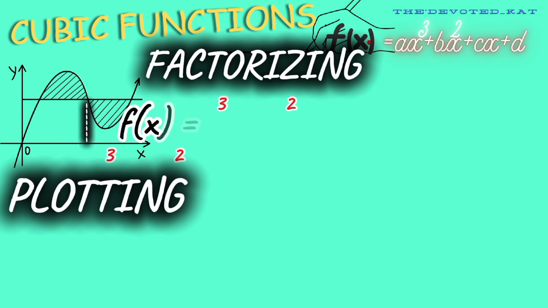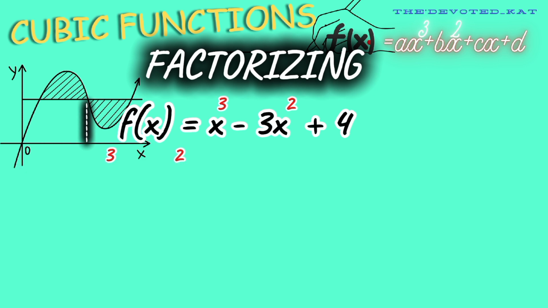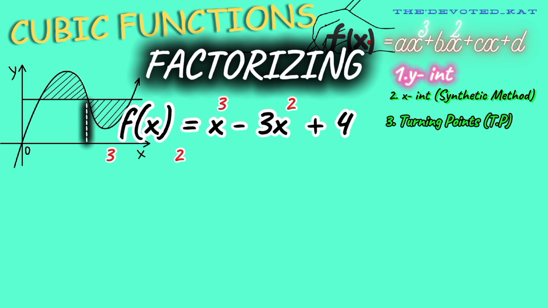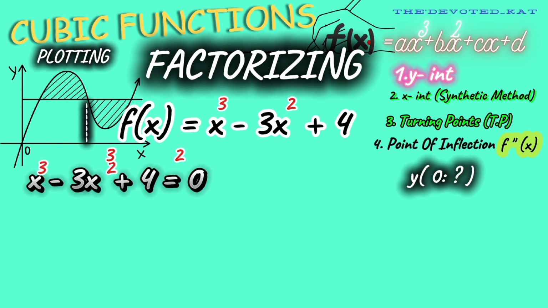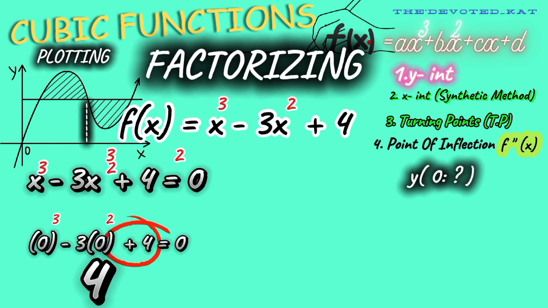So let's say we are given x cubed minus 3x squared plus 4, and we are required to find the y-intercept, x-intercept, turning point, point of inflection, and plot the graph. The first thing we are going to do is find your y-intercept. You simply write your f of x, substitute x with 0, and then our y-intercept will be 4.